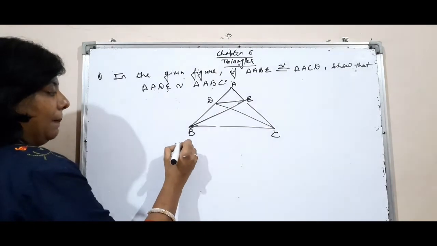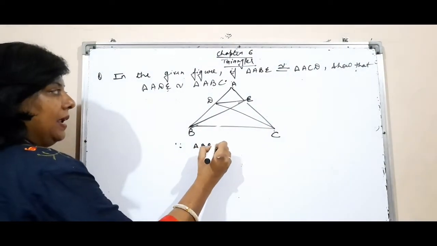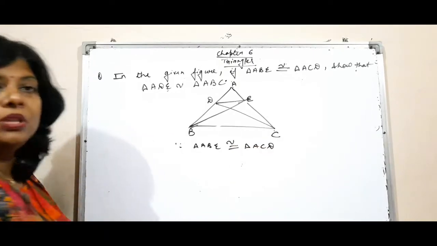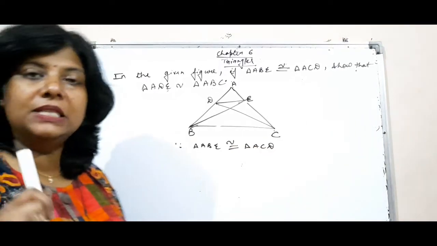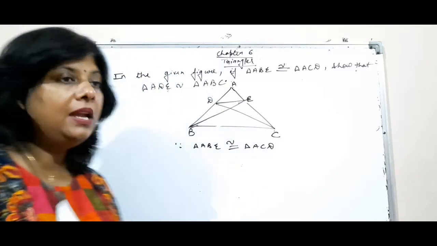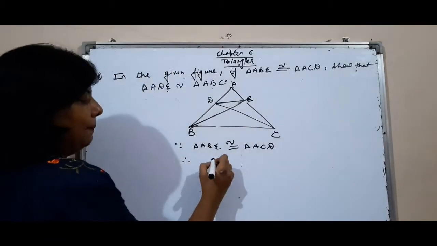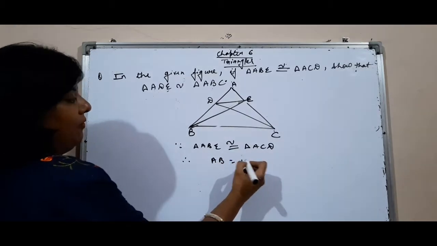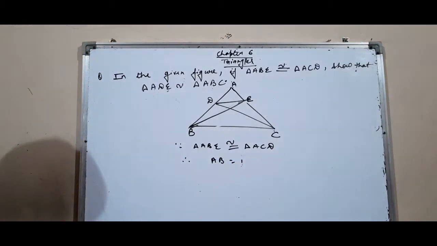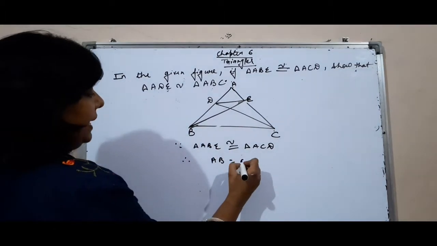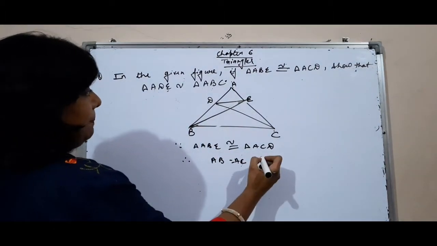We know that because triangle ABE is congruent to triangle ACD, therefore we are having AB equals AC by CPCT.